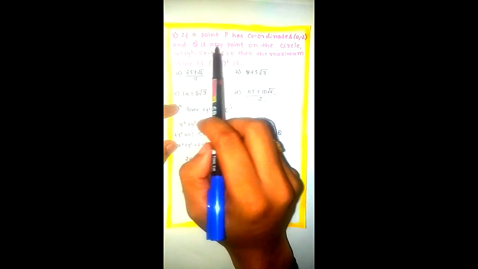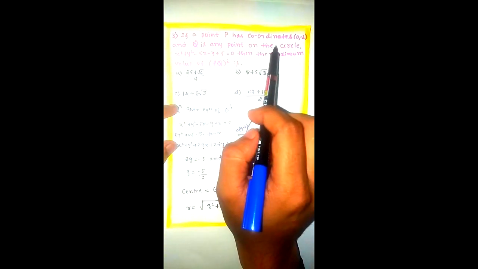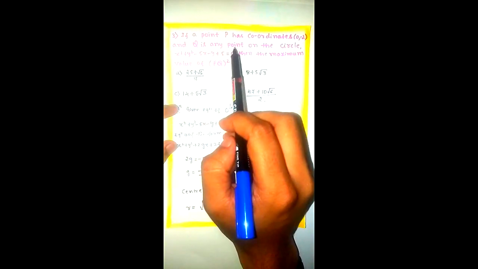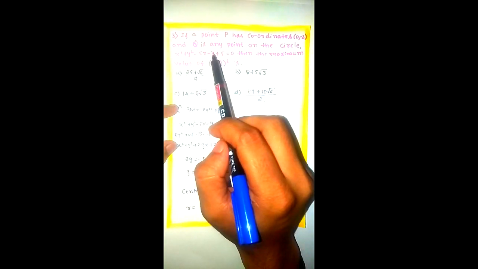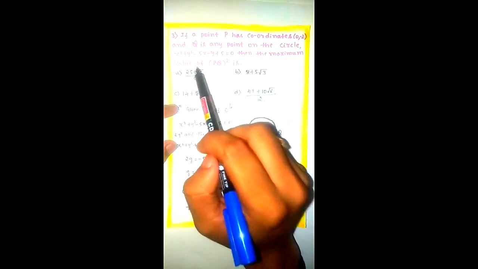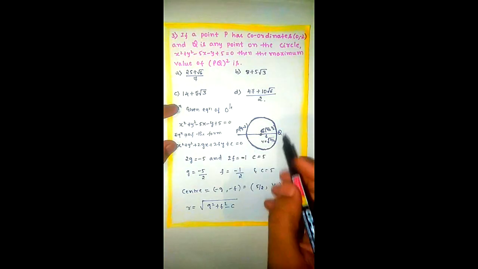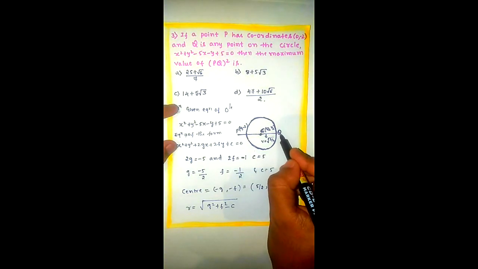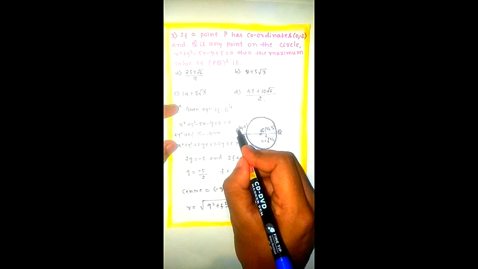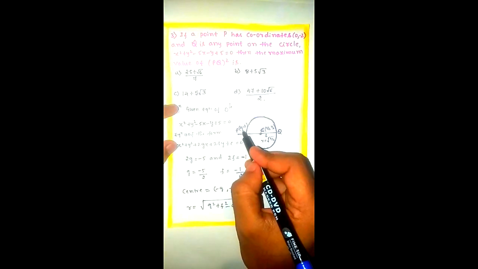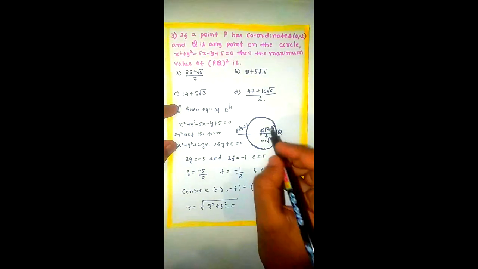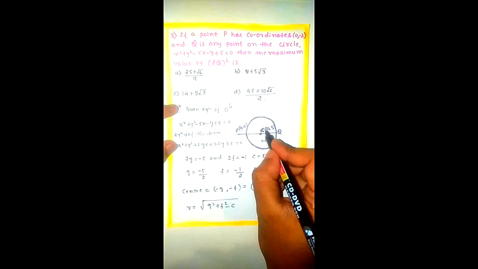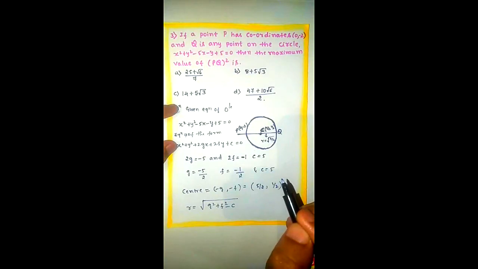So they have already given the coordinates of point P, and Q is any point on the circle x square plus y square minus 5x minus y plus 5 is equal to 0. We have to find the maximum value of PQ. Observe the diagram. Let Q be any point on the circle, and P is the point with coordinates (0, -2). So we have to first find the circle's center and radius.